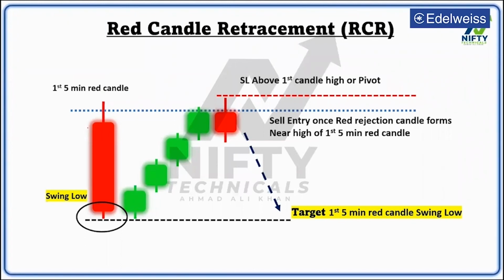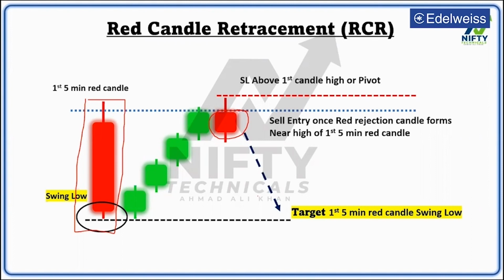So the first setup is red candle retracement, also called the first red sell. In this setup, what happens? The first 5 minute candle of the day is red. Now, what we do is later in the day, if price tries to move up again, around the high of the first candle you see a red candle like this, a rejection candle. That indicates the price is trying to move down again.